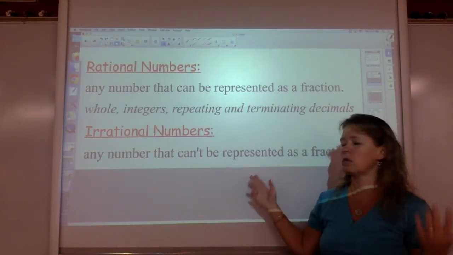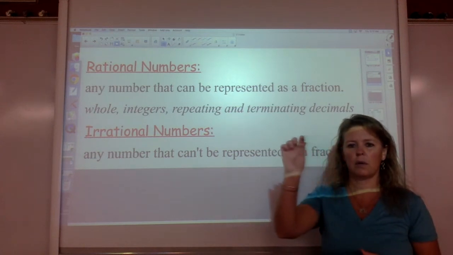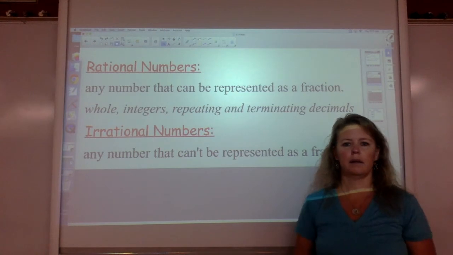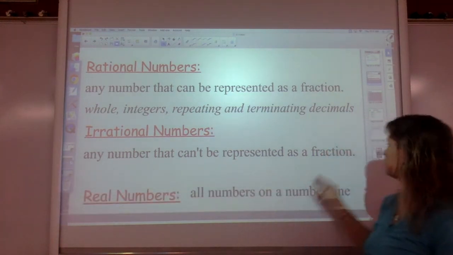If you type in the square root of 2 on your calculator, the square root of 5, the square root of 7, your calculator will keep going and going and going. It has to stop after 8, but it is irrational.